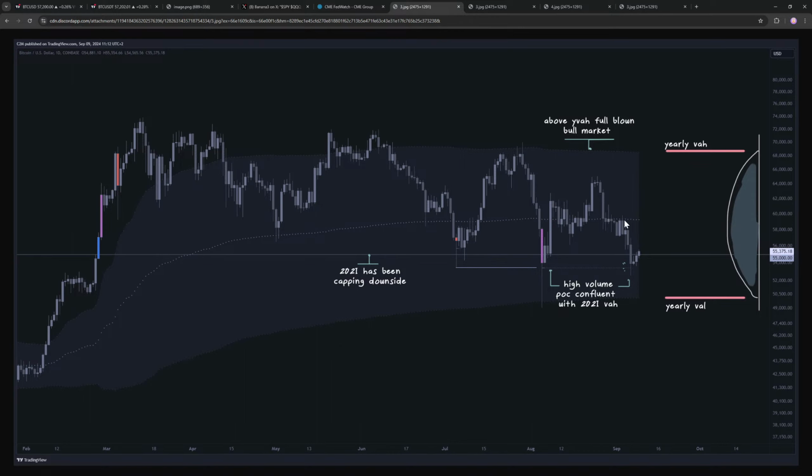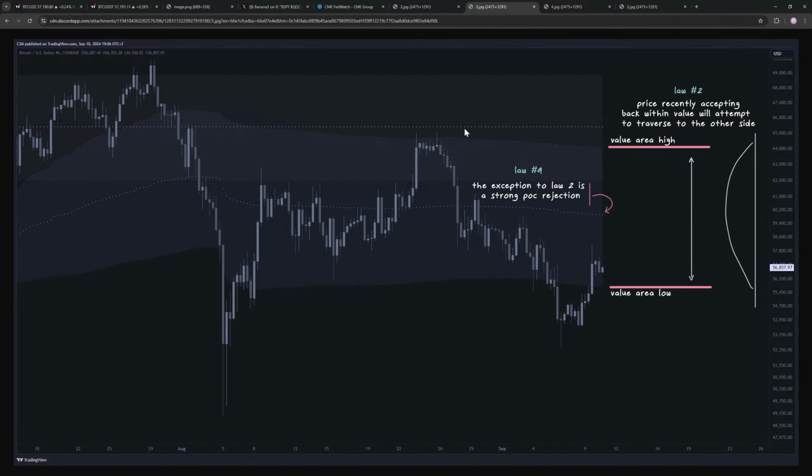But in my opinion, yearly value right here, we are auctioning between these two pivots: value area low support, value area high resistance, VWAP as well. If I take this towards quarterly, we've got a couple of interesting points here. The first thing that I want you guys to know is, are you guys familiar with the laws of market dynamics? We've got a law which is called law number 2.